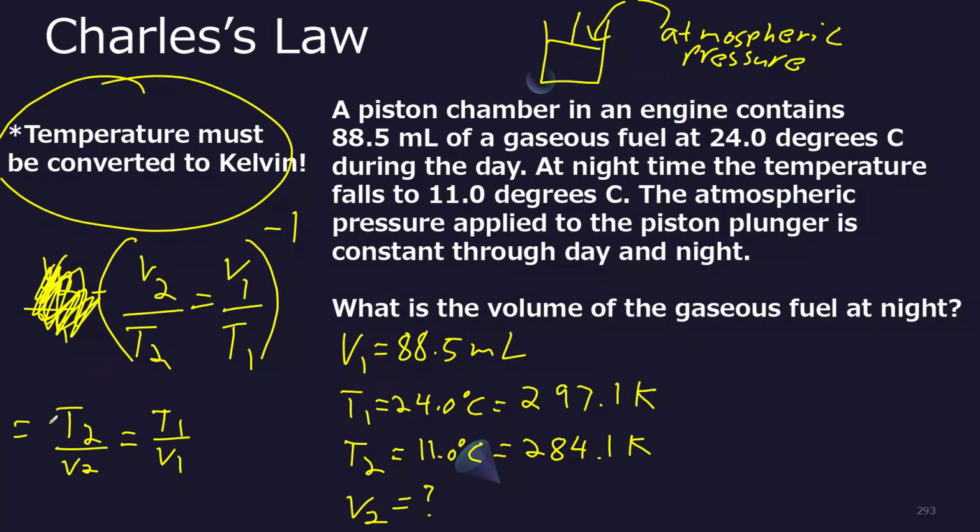Okay, so here I would like to find V2. So I want this to be in the top left. V2 over T2 equals V1 over T1. This means V2, when I solve this, will be V1 multiplied by T2 over T1.